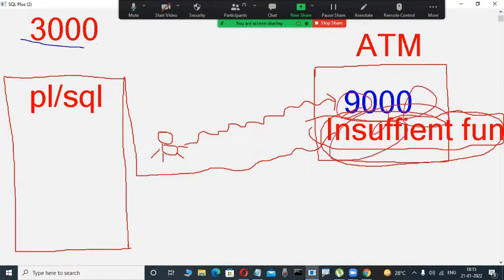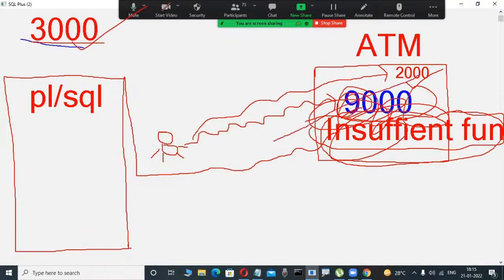Again, another scenario. For example, my balance is 3,000. Suppose I am inserting an ATM card and I try to withdraw 2,000 rupees. Is that possible? Why? Because my balance is 3,000. Here 2,000 is less than 3,000, so the withdrawal is possible. We are withdrawing 2,000 in this example.